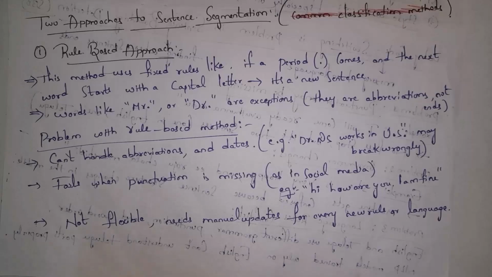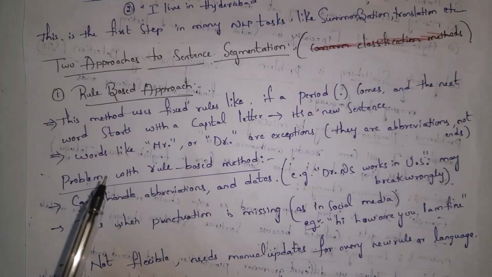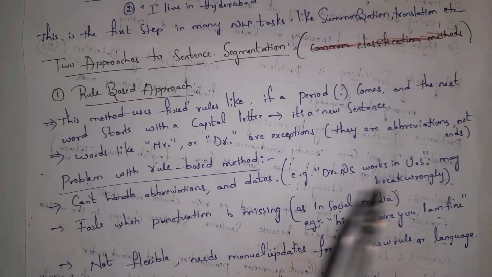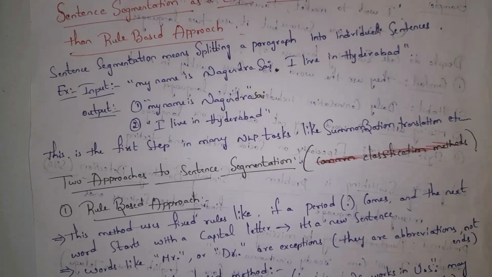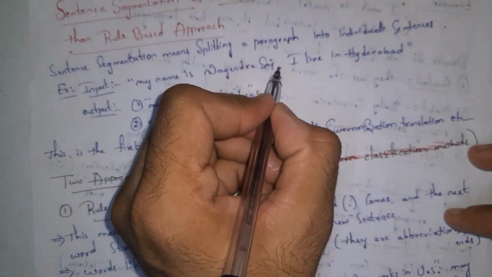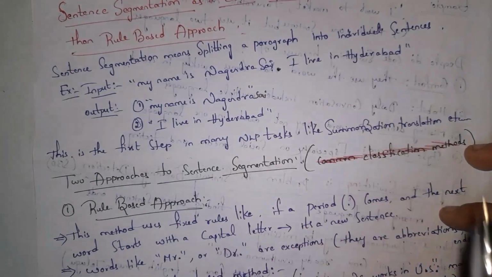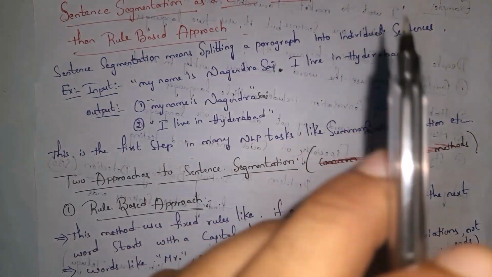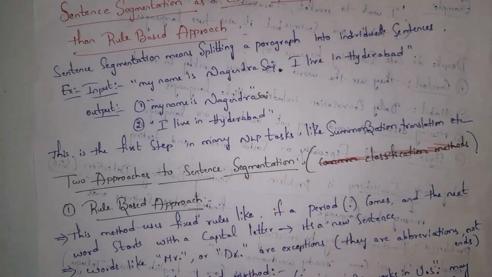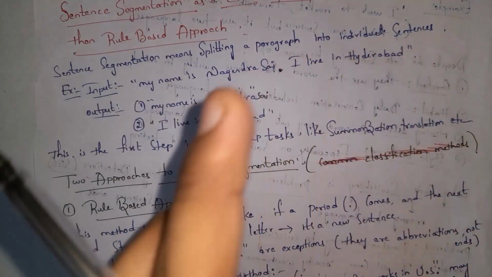At first I'll explain what is the rule based approach. Guys, the name itself says rule based approach. In the rule based approach, we apply rules in order to split the entire paragraph into individual sentences. So this method uses fixed rules, like if a full stop comes and the next word starts with a capital letter, it's a new sentence. For example, if you observe this paragraph, the full stop comes here. After the full stop, there is a capital letter, that is I. So by applying the rule, that is, if a full stop comes and the next alphabet starts with a capital letter, then it's a new sentence. So now the NLP model will separate this entire paragraph into two sentences.